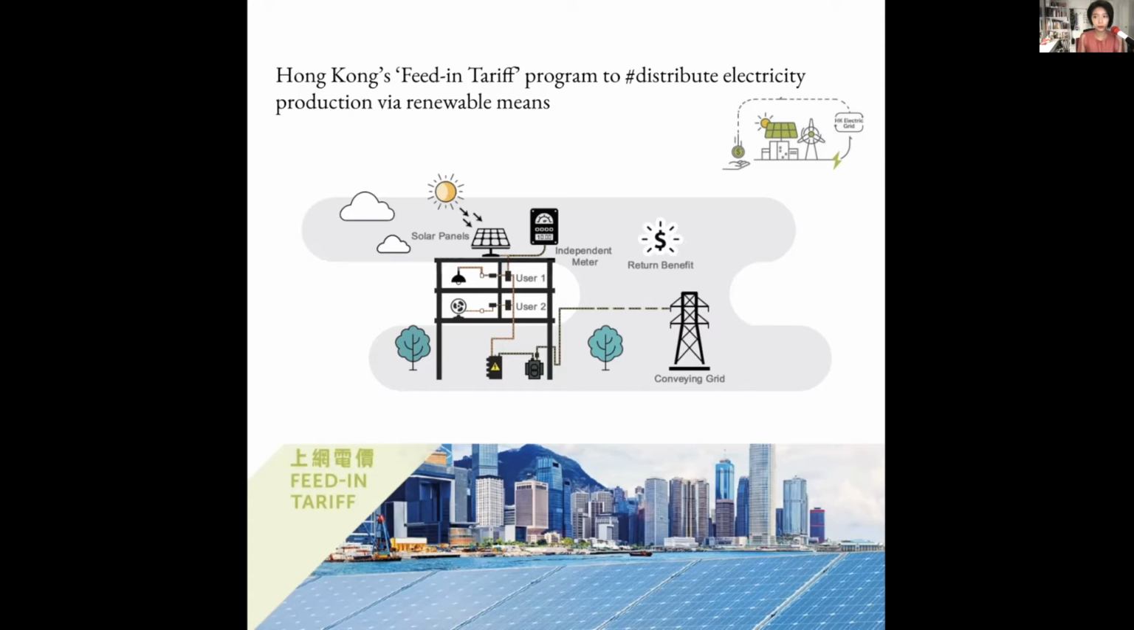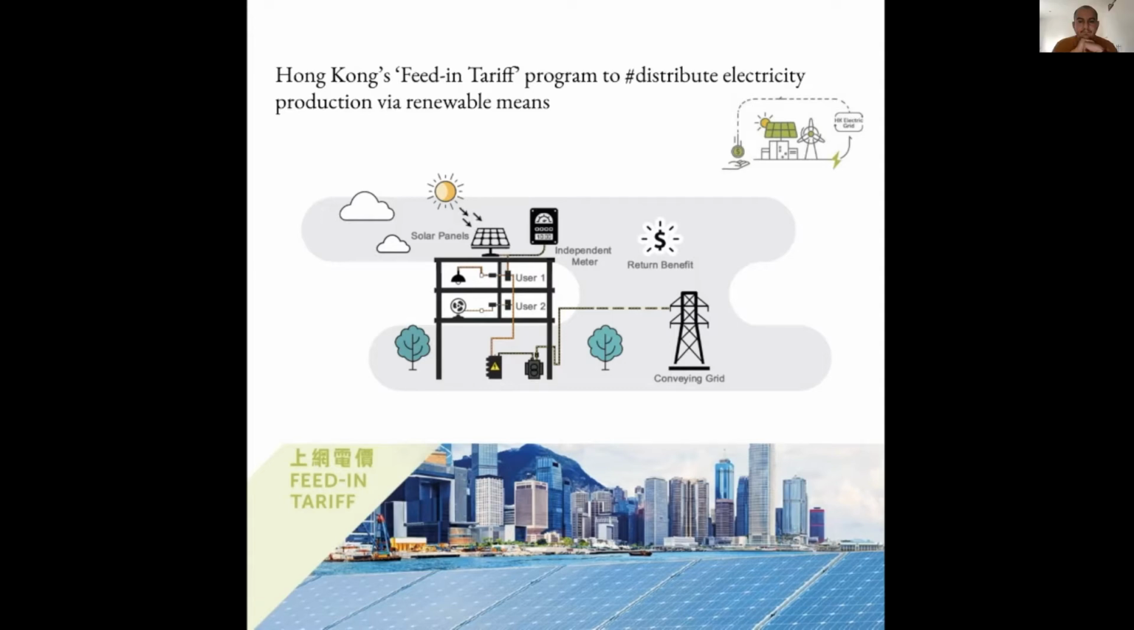So this, although we're working in the speculative, we also believe that this is not fiction, in the sense that it will be realized, maybe not next year, but in 5 to 10 years. As we can see around the world, including the UK government and the Hong Kong government, they do this feed-in tariff program.